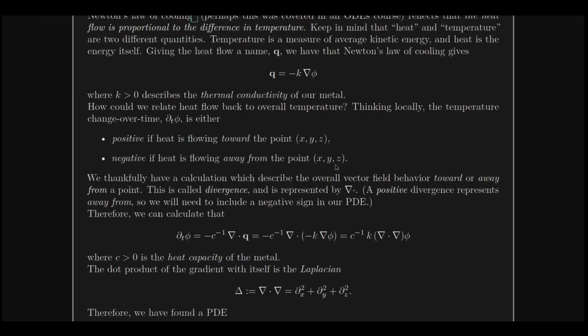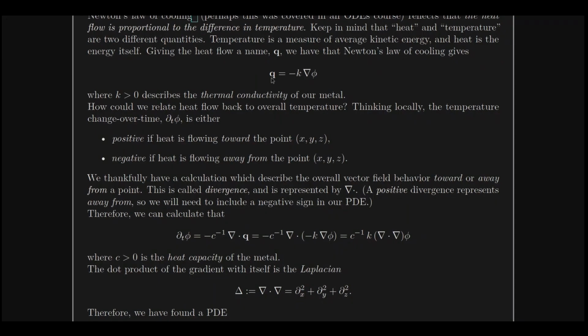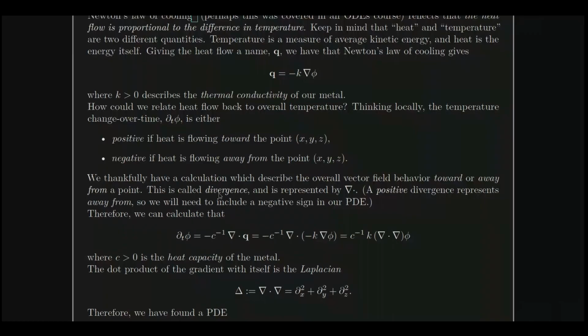Right? And we have a way of describing the overall vector field. The gradient is going to be a vector field. That's why I gave my Q a boldface. If you watched my foreword, I talked about boldfacing vectors. So Q's boldface, Q's a vector, it's a vector field. And we have a calculation which describes vector field behavior toward or away from a point. It's called divergence, right? And it's represented by nabla dot, right? There's a dot right there. So you compute the dot product.